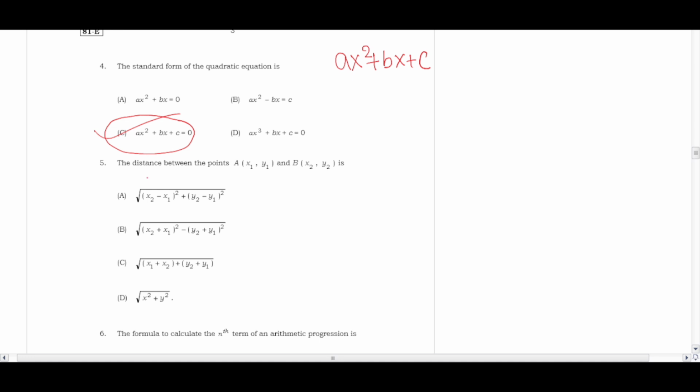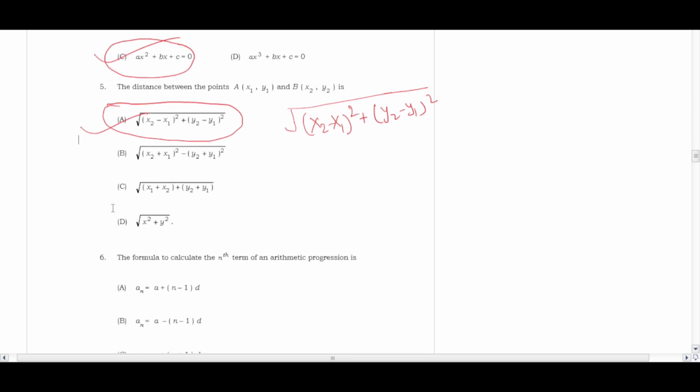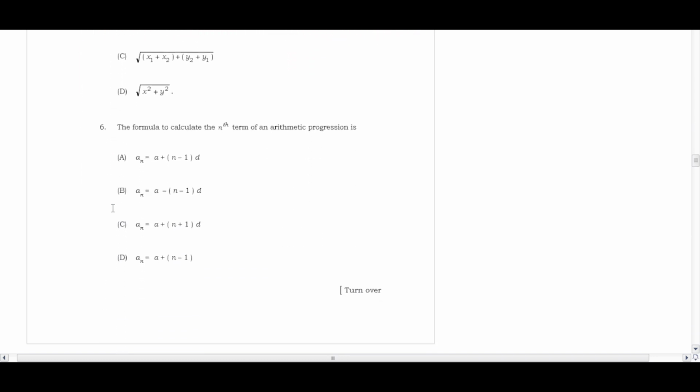Here question number 5. The distance between the points A(x1, y1) and B(x2, y2). Then here this is the distance formula: square root of (x2 minus x1) square plus (y2 minus y1) square. Only this formula is option A. This is a direct formula only. Then 6 number, same formula question only.